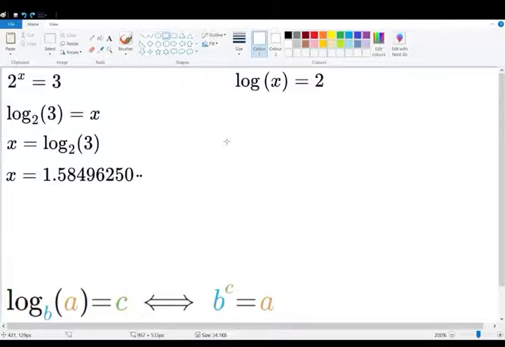Alright, now let's move to the second problem, which is log of x equals 2. And like I mentioned, if there is no number in the base, it's going to be automatically equal to 10. So log base 10, in this case, of x equals 2. We can rewrite it in this form, which would be x equals 10 squared, which is equal to x equals 100.